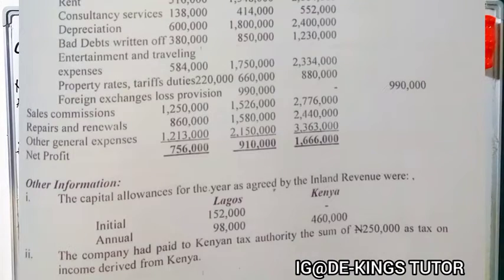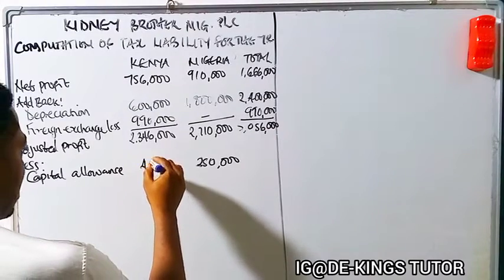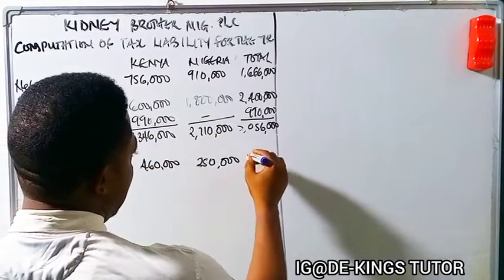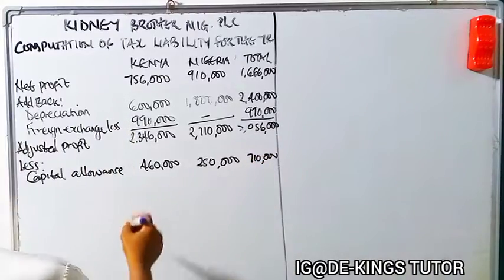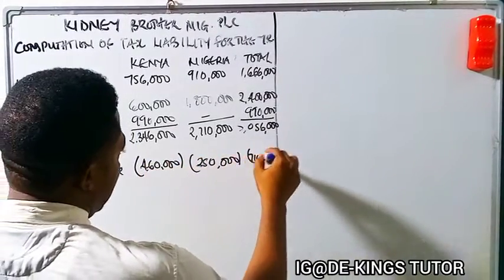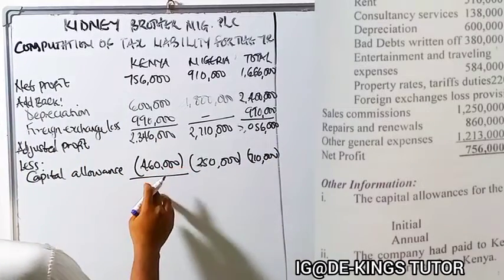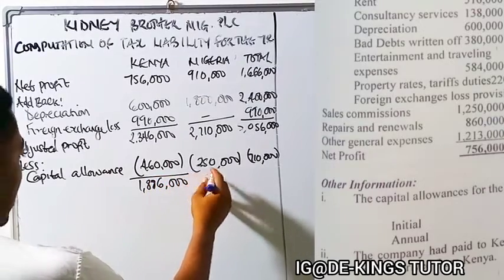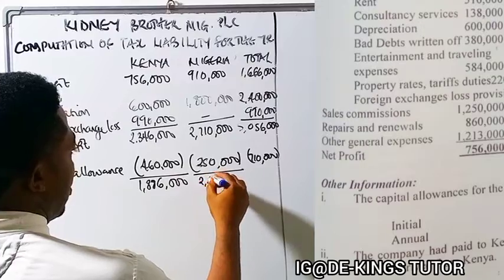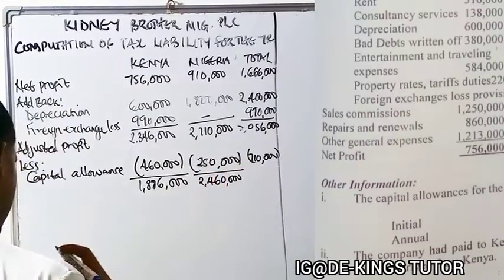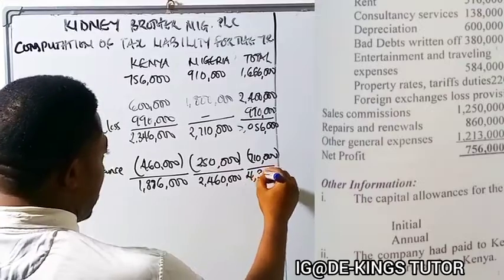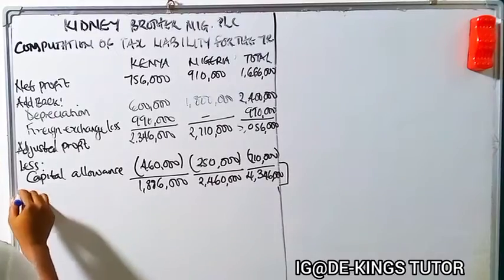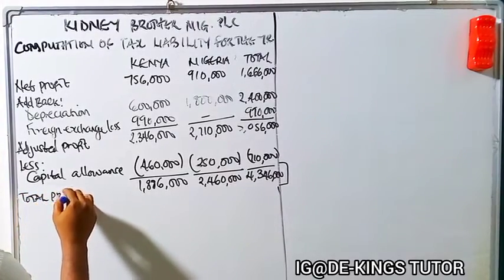Now, for Kenya, there is no initial, just annual, which is 460,000. So if we add them together, it will give us 710,000. Okay, remember this is a reduction, so this minus this will give us the total profit. Now this is 1,886,000, and this is 2,460,000, and this is 346,000. Okay, so we'll call this the total profit.